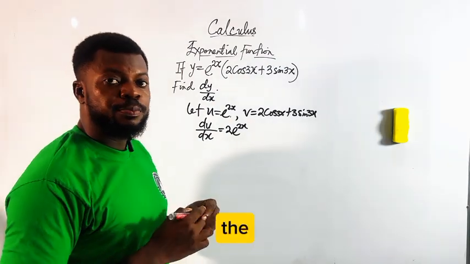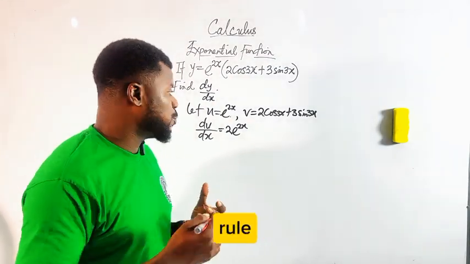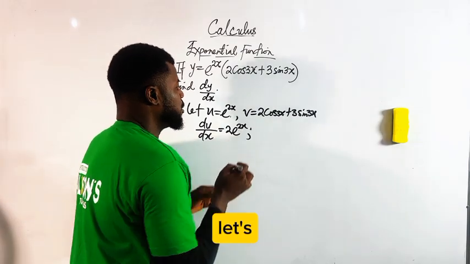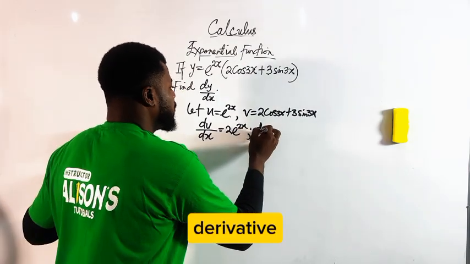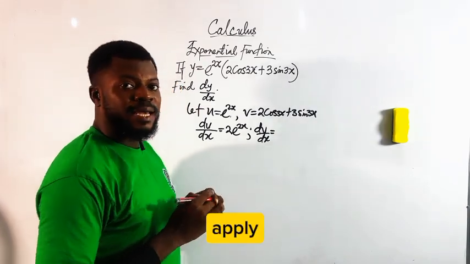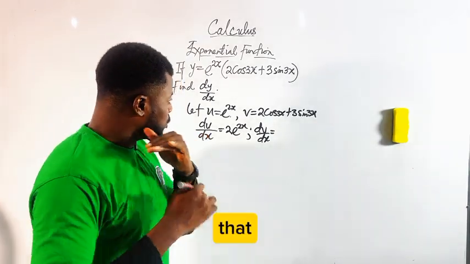Instead of going through the process of using chain rule, which is a function of a function, this is pretty easy. So let's do that to this. Let's take the derivative of v with respect to x. Now, what you need to do is to apply that same method I told you, that shortcut.